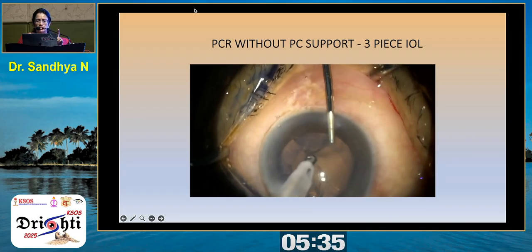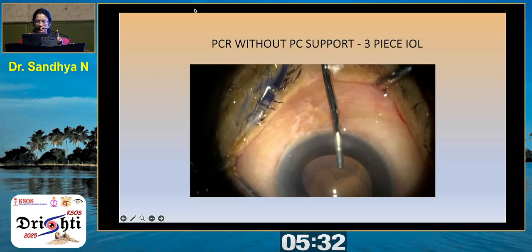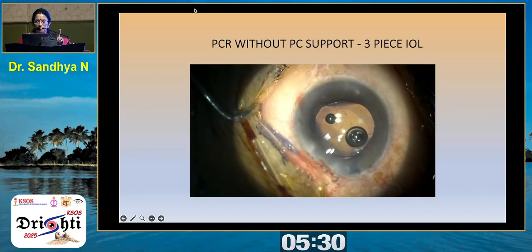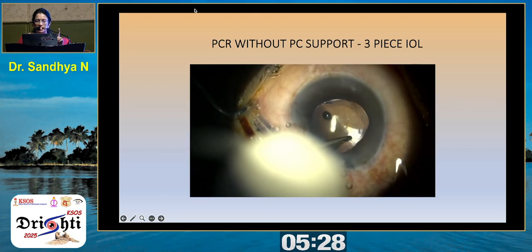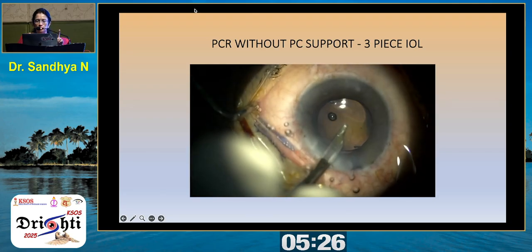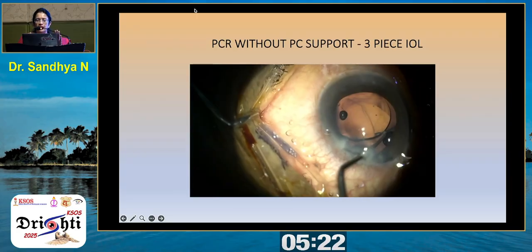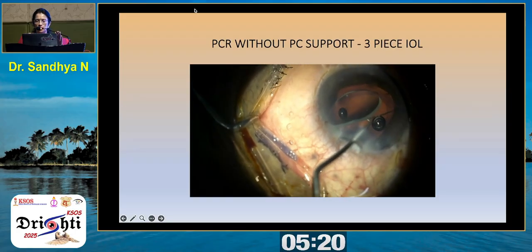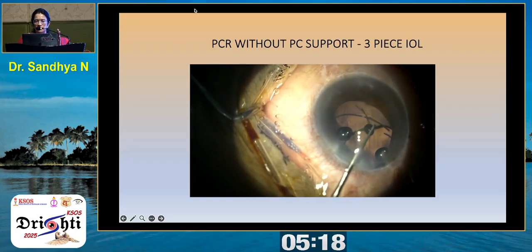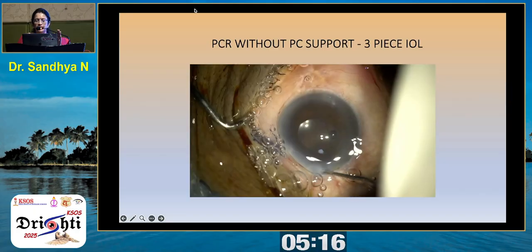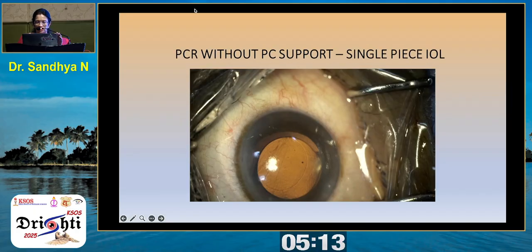So in this patient, during removal of the cortex, the posterior capsule was caught by the IA probe and you could see the radial lines there. And during OVD removal, a large PCR occurred and there was no adequate PC support. And here, this was a 3-piece lens, so we can place this lens in the sulcus. So this was taken out of the capsular bag and placed in the sulcus.